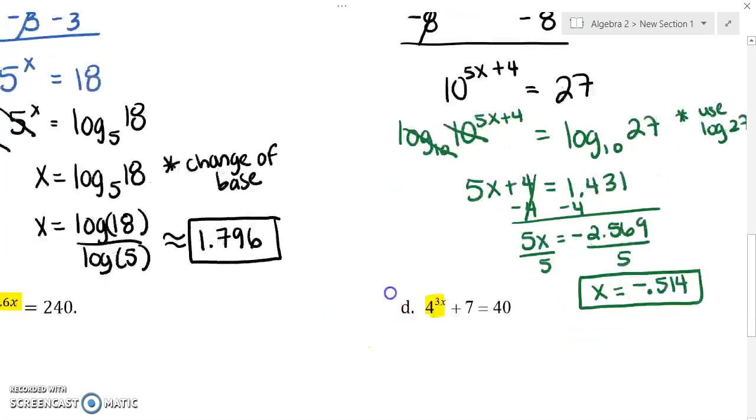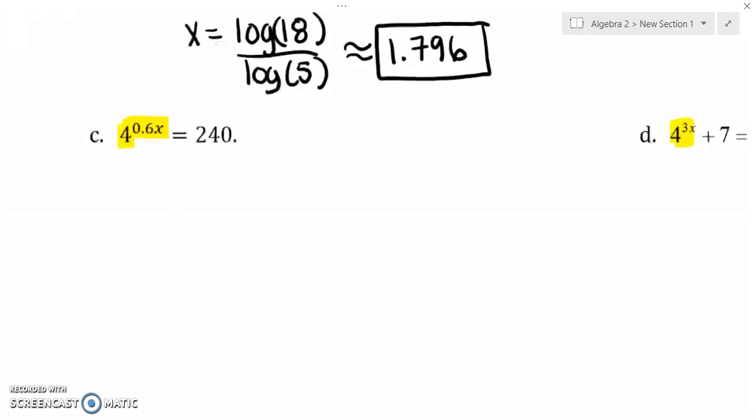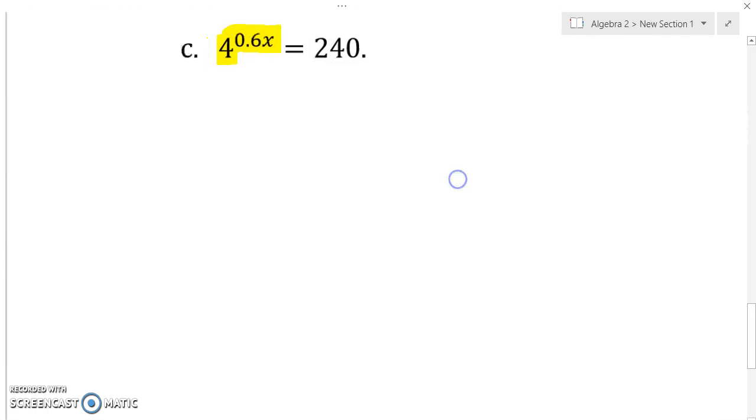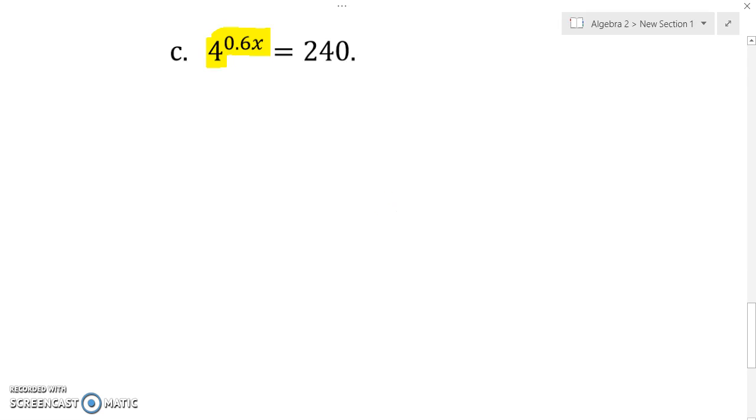All right, let's look at our third example. Now, what's so nice about this third example is it's already ready to go. The base with the exponent is already alone, so what I have to do is get rid of the base. And since it's a base 4, I have to get rid of it by doing log base 4 of 4 to the 0.6x power equals log base 4 of 240.